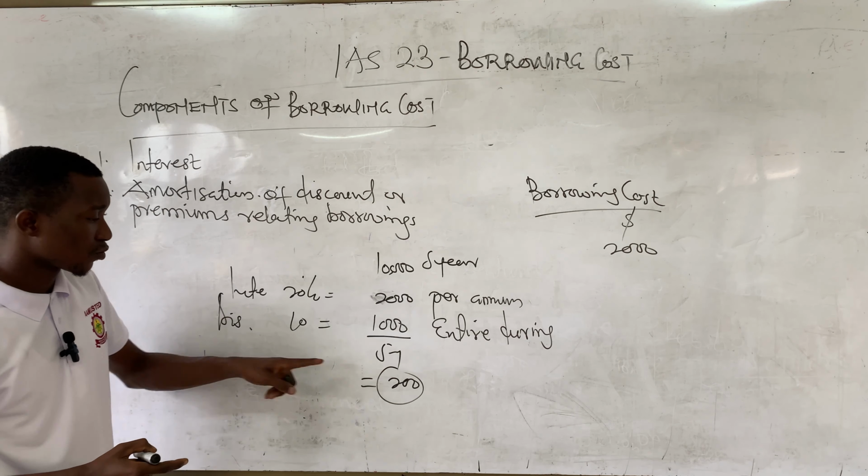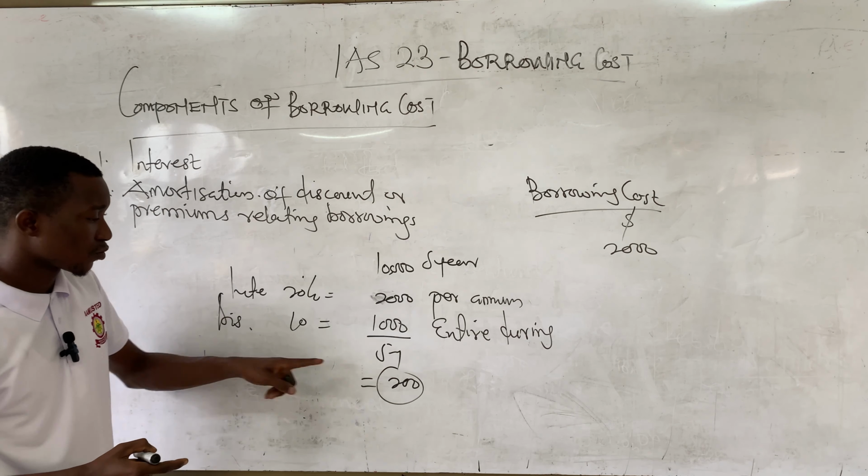So discount reduces the borrowing cost, and premium increases the borrowing cost. If it happens to be a premium, then this 200 will be added so that the borrowing cost will be 2,200. The process of dividing the loan discount or premium over the term is what we call amortization of discounts and premium. So basically that is the meaning. Discounts and premium form part of borrowing cost. Take note that discount reduces borrowing cost and premium increases borrowing cost.